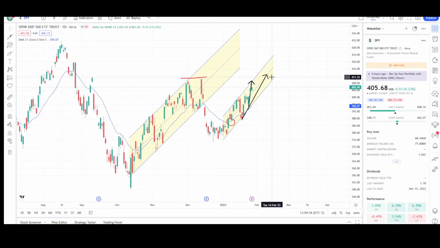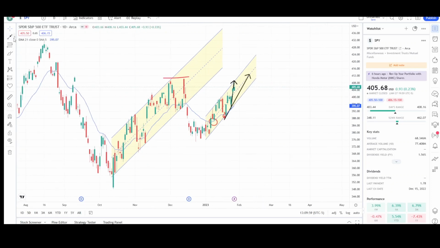So basically, the second leg up is almost complete. So we could see a sell-off fairly shortly, and this level is acting as resistance. So we're probably going to see resistance again. This was resistance here, September of 2022.